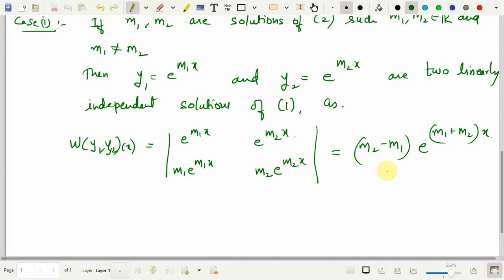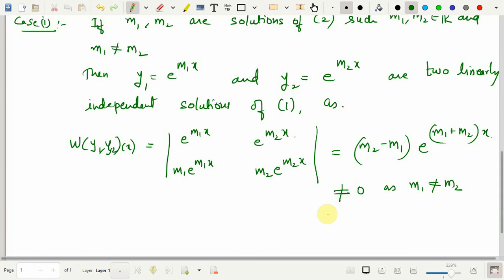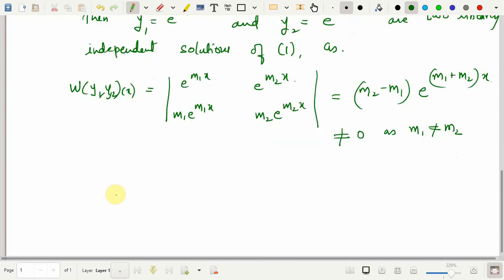That is the same as saying m2 is equal to m1, which will never happen because m1 is distinct from m2. So this will never be equal to 0 as m1 is not equal to m2, and so the difference will never be equal to 0, and this e raised to (m1 plus m2) x will always be positive. So that's it.